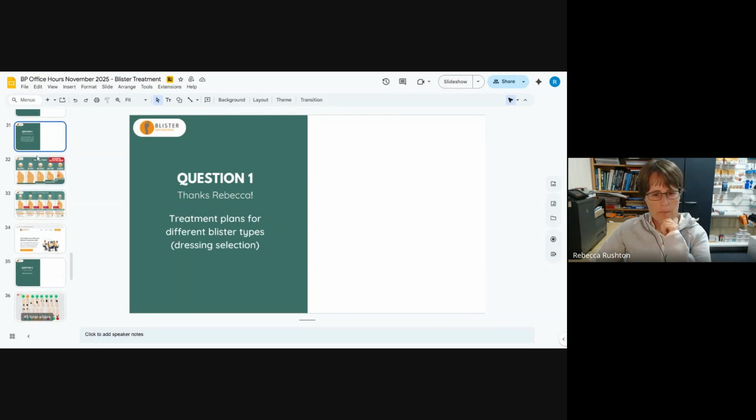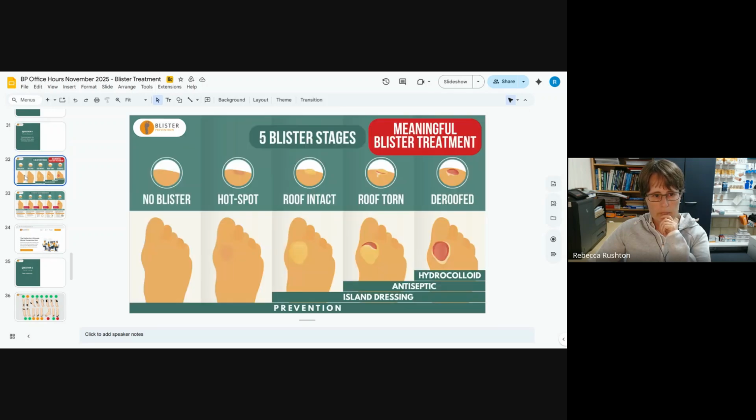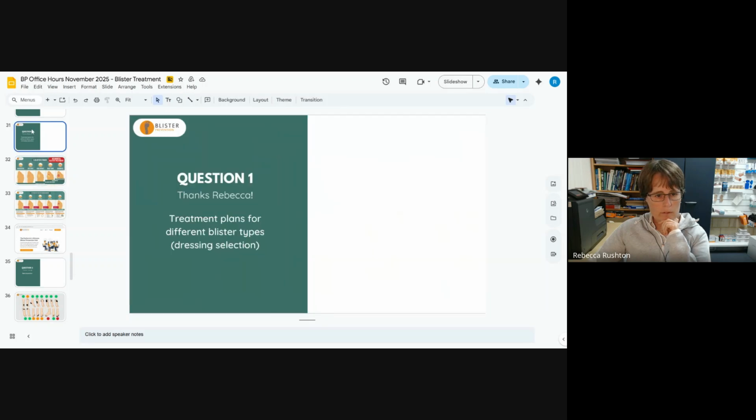Rebecca asks, treatment plans for different blister types, i.e. dressing selection. Here it is, Rebecca. Dressing selection: you can put an island dressing on intact, torn or de-roofed blisters. Alternatively, for de-roofed blisters, you can use a hydrocolloid. So there's your dressing selection. Antiseptic on any of them that have a torn blister roof. Does that answer the question?